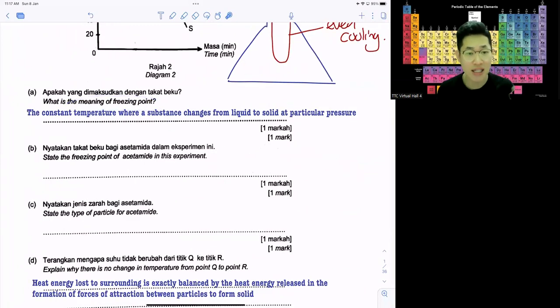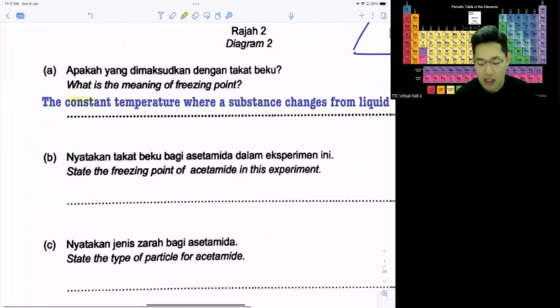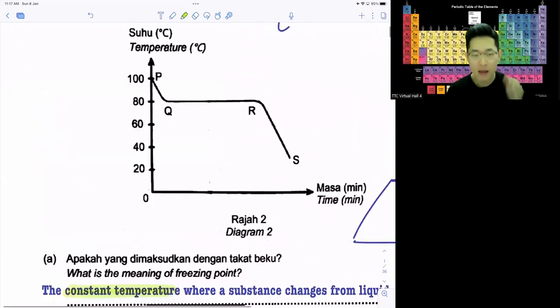Okay, next. 我们看第一个题目啊。They ask, what is the meaning of freezing point? Because definition 有一点长 and then 为了省时间，我已经把答案写在这边的。So some of the 长的 explanation 我都把答案先写下去了。Freezing point, what's freezing point? It is the constant temperature. So here is a very important point. Freezing point is the constant temperature.